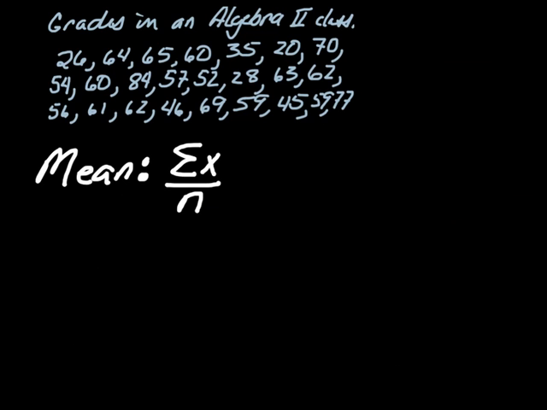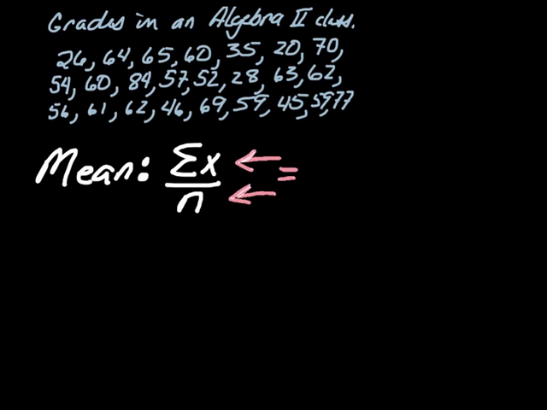So what we'd like to do first is find the mean of my set of data here, which is the grades in an Algebra 2 class. And the mean is the average. So we know to find the average, we have to add these all up and divide by how many there are. And in statistics, adding up all the data, this is the sum of all the x's, divided by n, which is how many there are. So this is the formula for the mean.